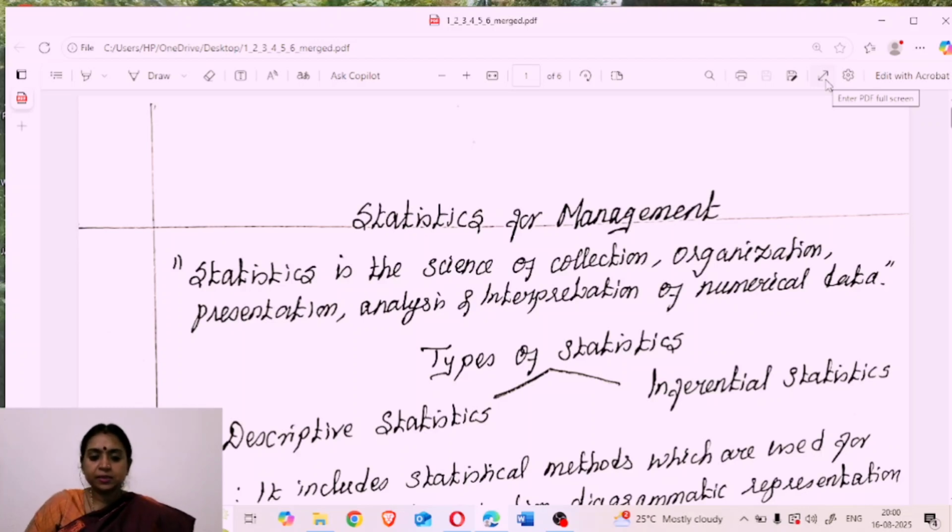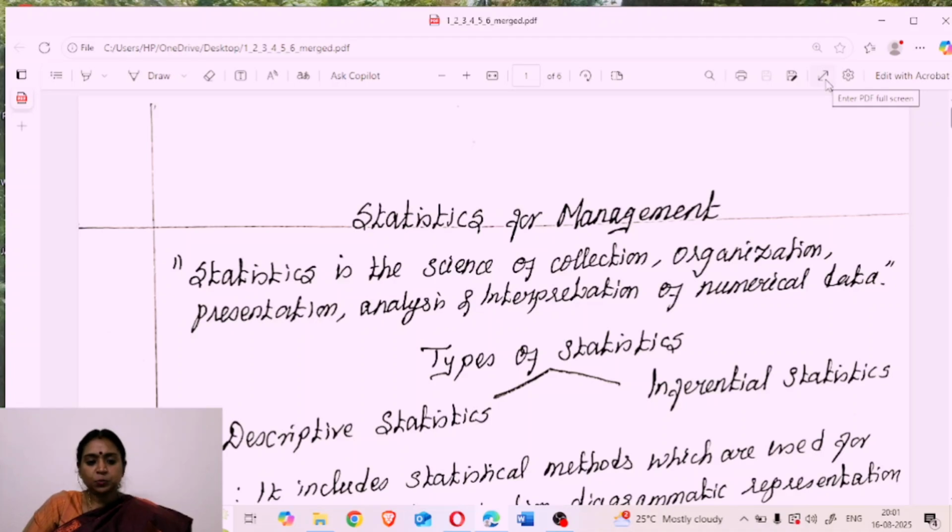Hi students, today let's understand about statistics for management, the overview. Here let's understand different types of statistics, importance, limitations, basic classification in detail along with few problems.